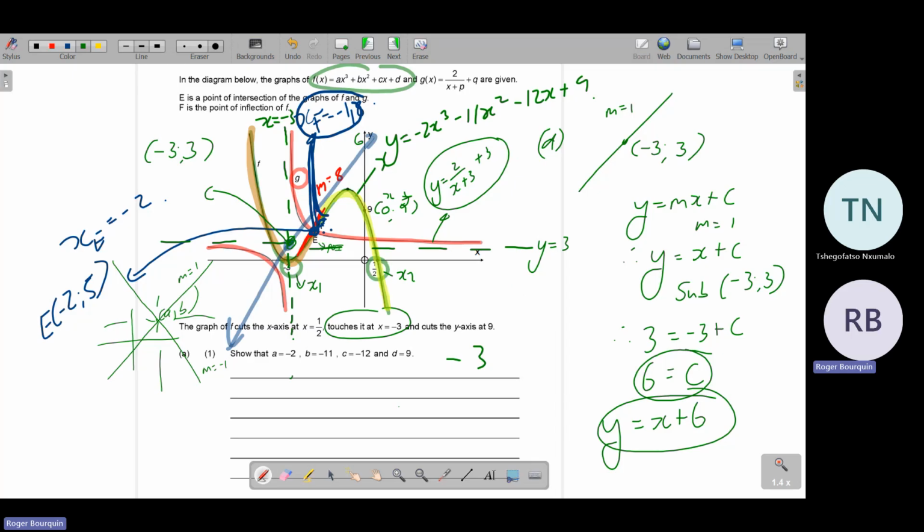Are we good? Because the 6 is above the 9, but that's okay. Sorry about that. I'm glad it worries you. At least you're paying attention, right? I can't undo it. The line should go like this. x plus 6 should be there. Okay, this is a mess now. But your graph should look a mess by the time you finish.